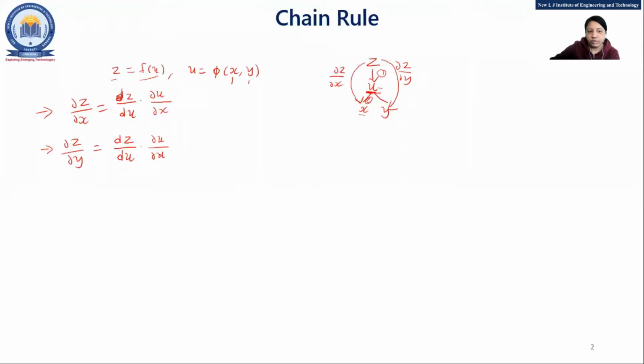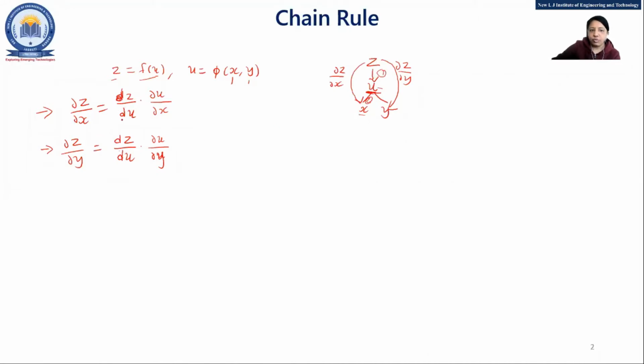Fine. So, sorry, here it's y. This way, one is del z by del x, and another one is del z by del y. And this is the equation, right? Any doubt in this? So this is called the chain rule. If you want to find z to x, you have to go via u.